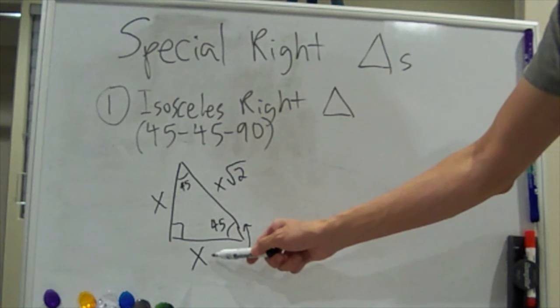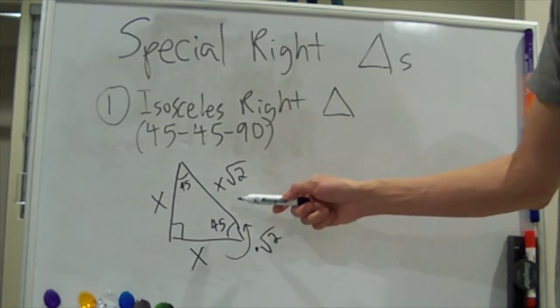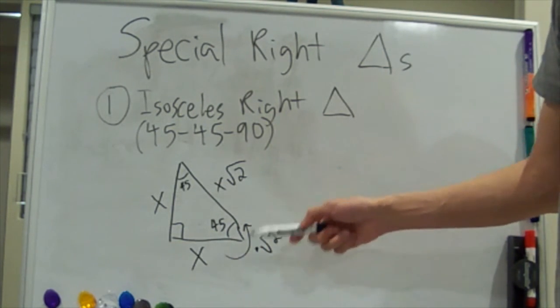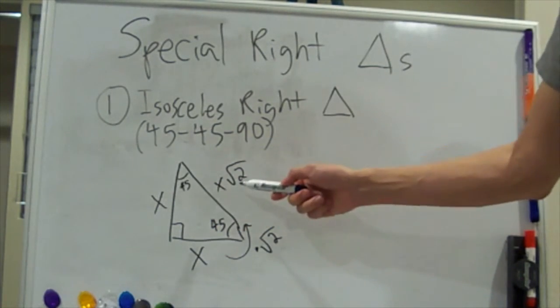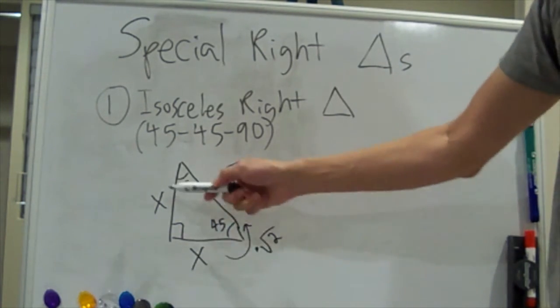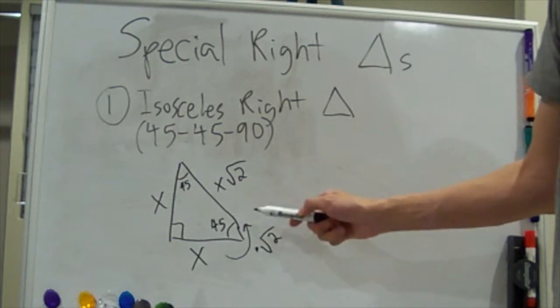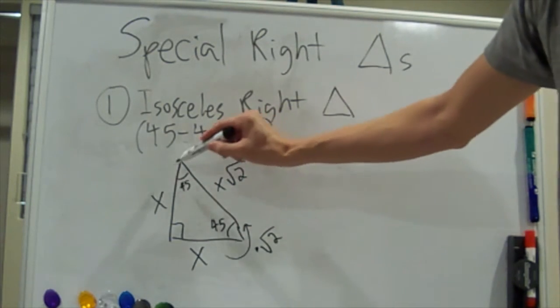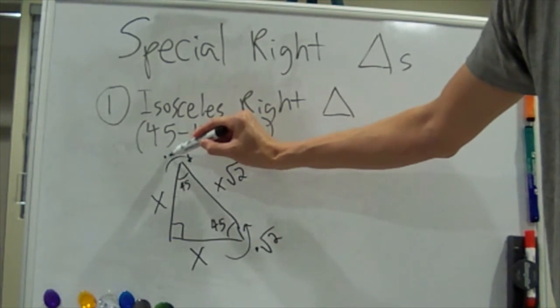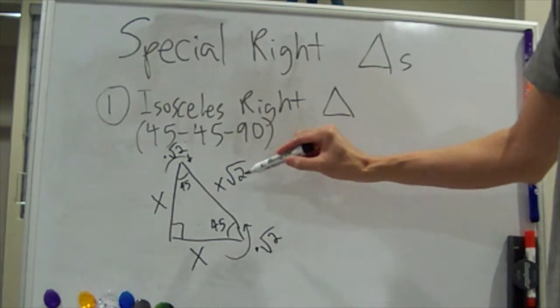So what if this is 7? Then this hypotenuse would be 7 rad 2, right? If this was 7, then this would also be 7 rad 2. It doesn't matter if I use this side or this side. These two are the same. These two have the same relationship. If I go this way, I would also multiply by rad 2. It's the same thing.